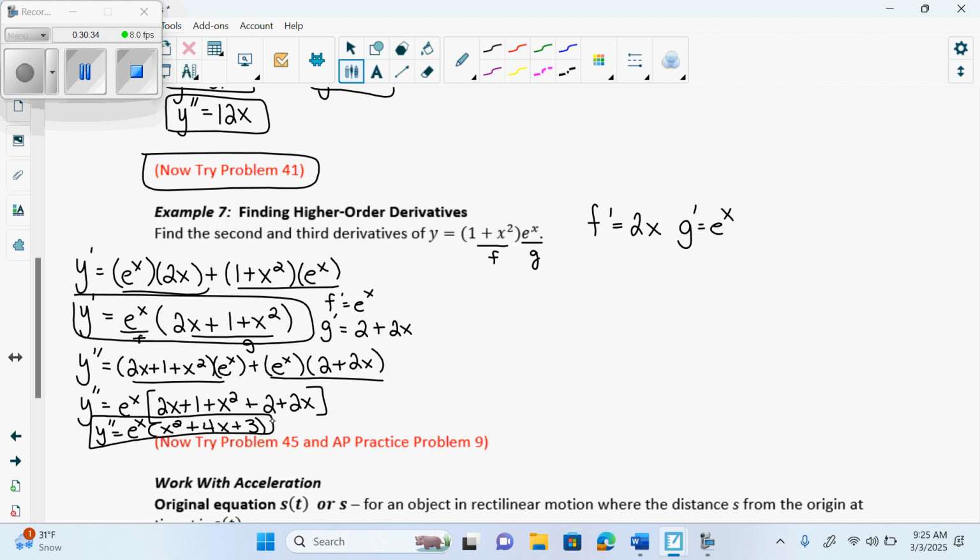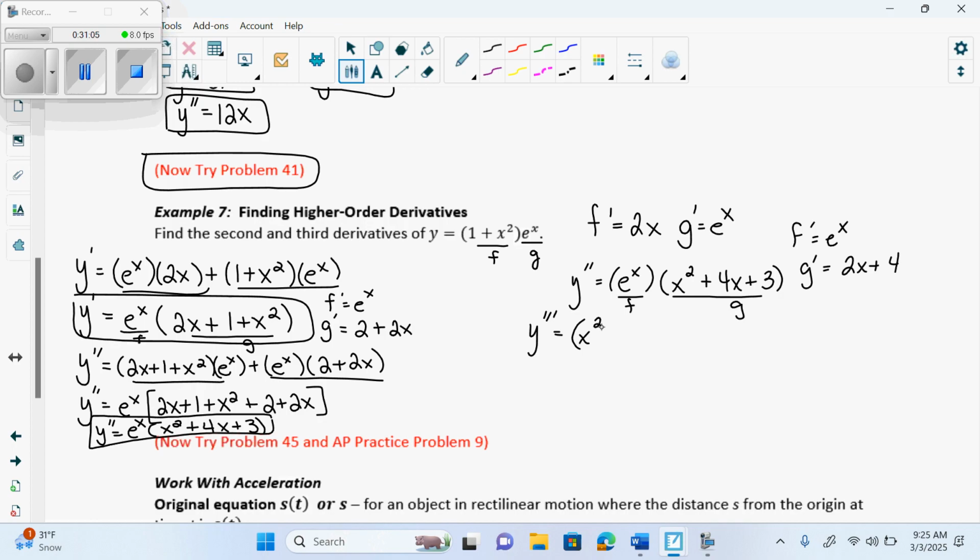And then it wants the third derivative. So we just, once again, fg, right? So y double prime equals e to the x, x squared plus 4x plus 3. So this is our f, this is our g. F prime is e to the x, g prime is 2x plus 4. So y triple prime equals g times f prime plus f times g prime.